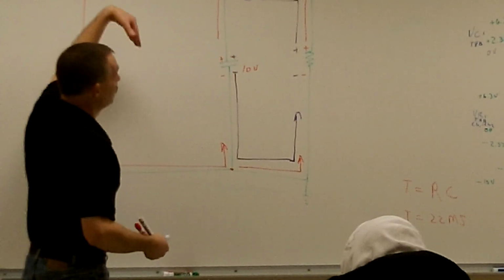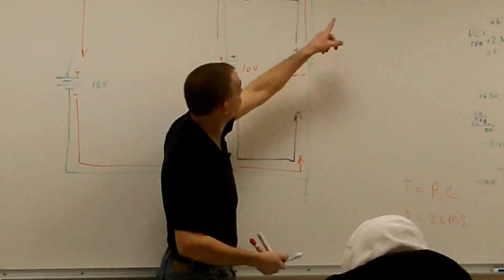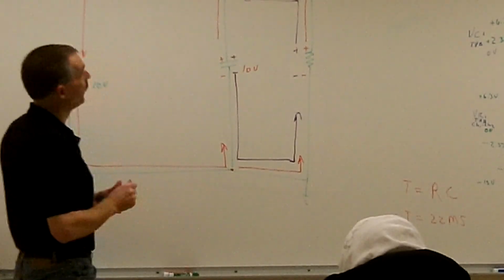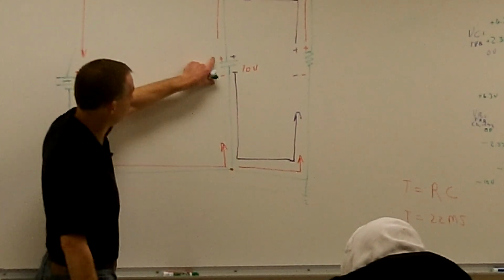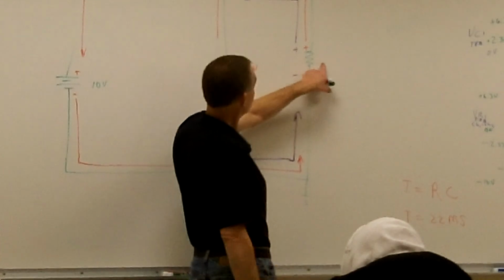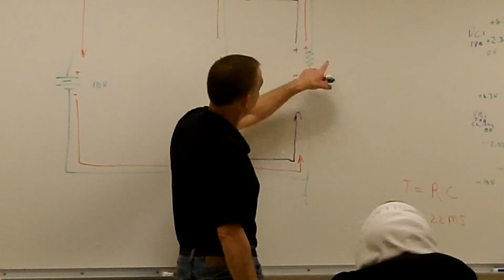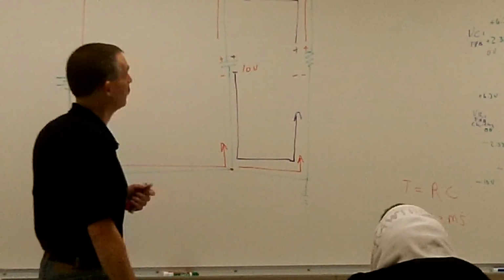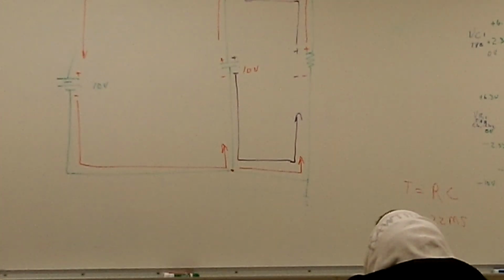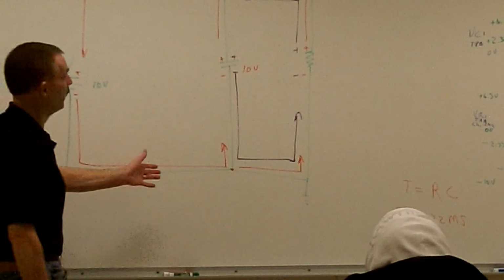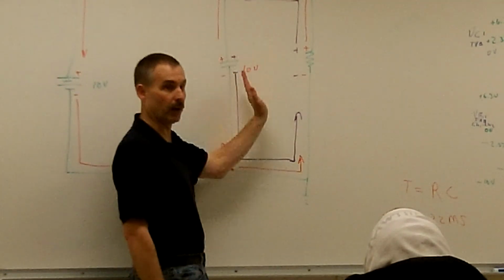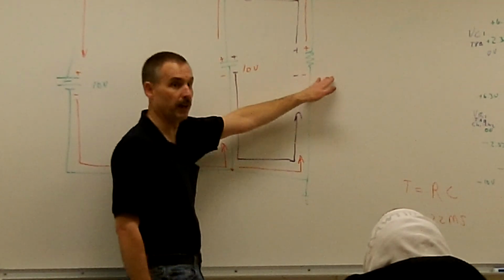I open up my switch, and over a certain amount of time, that's going to remain 10 volts for a while, and then start slowly dropping. So if I had a very large capacitor here and a very large resistance, I can maintain that voltage for minutes if I want, depending on how large this capacitor is and how large this resistor is.